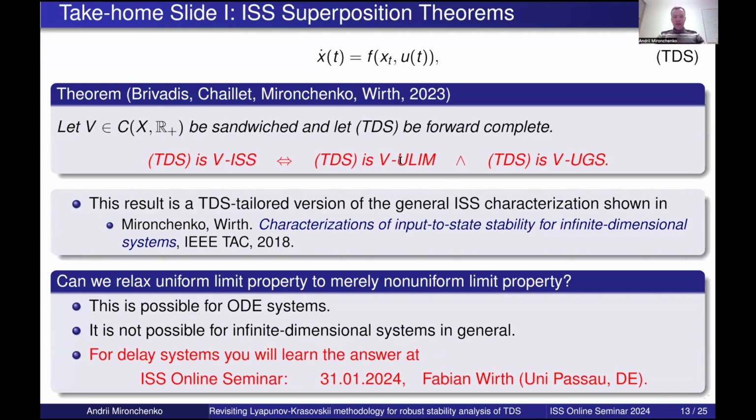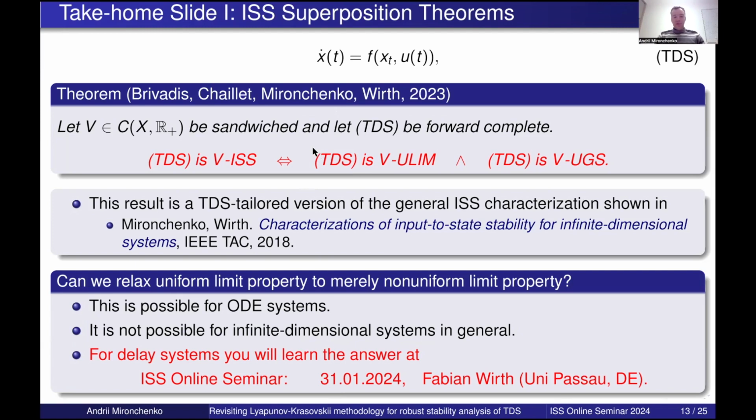And now what we can say, and I will not tell much on that, but one can prove that for time delay systems, V-ISS is equivalent to V-UGS, so uniform global stability, plus V-ULIM, that butterfly swimming property, let's say. Okay? I will not go into the proof of this result. It is basically a specially tailored version for time delay systems of the general ISS characterizations which were shown with Faber and Wirth several years ago. And also, I don't want to say a lot because there will be a talk by Fabian in 2 weeks where he will explain many things about the superposition theorem for time delay systems. So here we will use this as a tool. So I leave it without the proof.